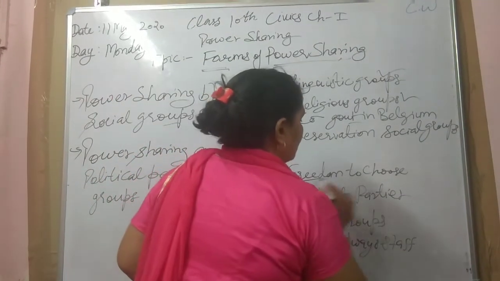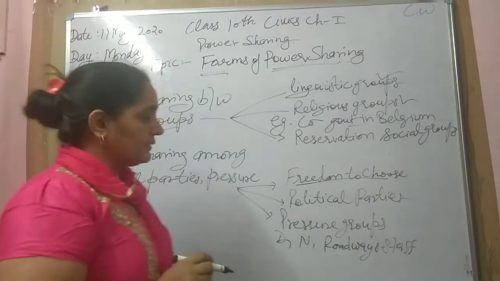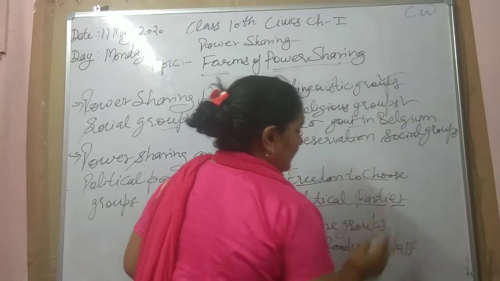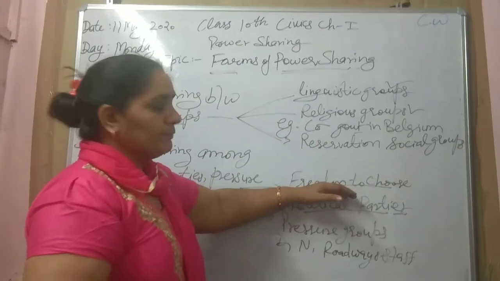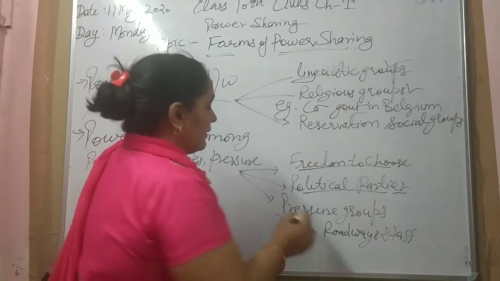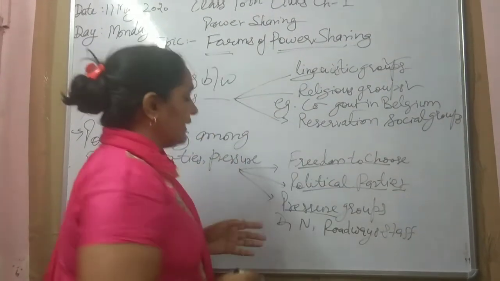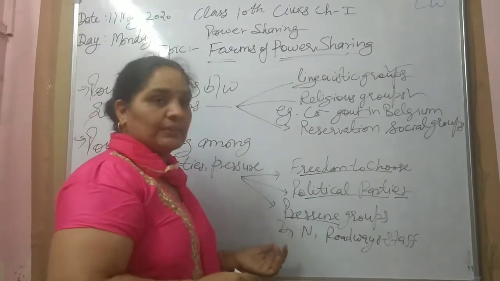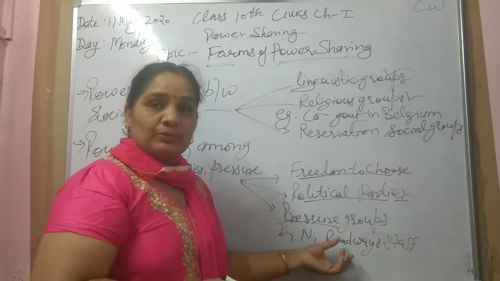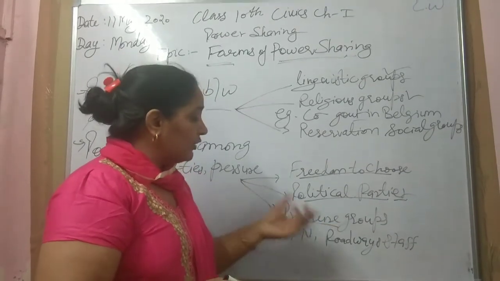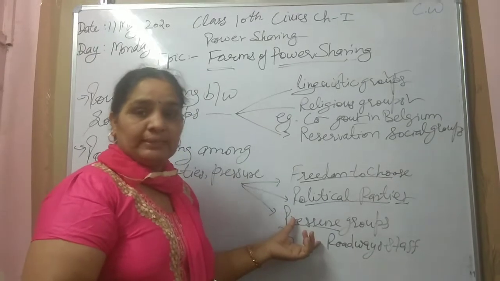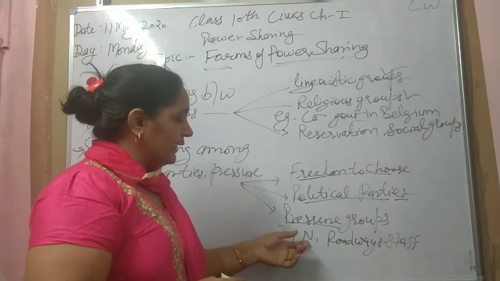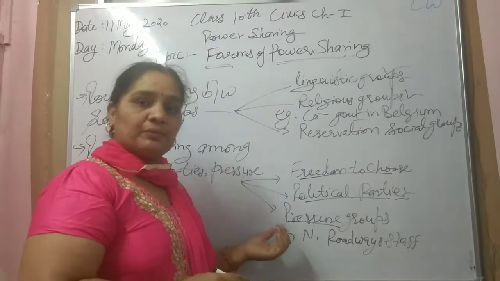So, freedom to choose the political leaders. Different political parties should be there so that people can use the freedom of elections. Power can also be shared among pressure groups. Sometimes doctors are on strike, nurses are on strike, sometimes the roadway staff are on strike because they want to fulfill their demands. They are demanding something from the government. When their issues are resolved, they go back to their duties.